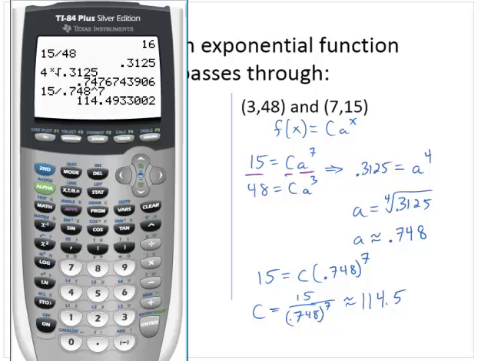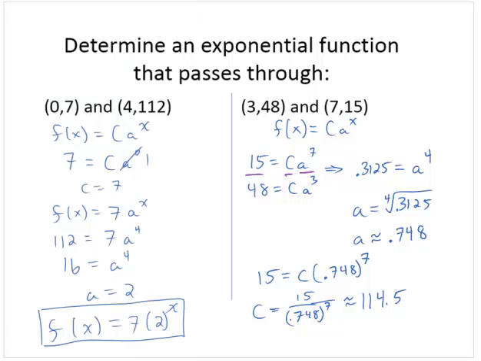Let's be consistent, so let's say 114.493. I rounded the a value to 3 decimal places. I'll round the c value to 3 decimal places. And so then our function, our f(x), is approximately equal to 114.493 times 0.748 to the x.